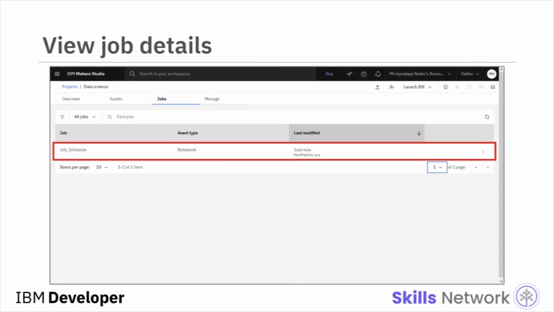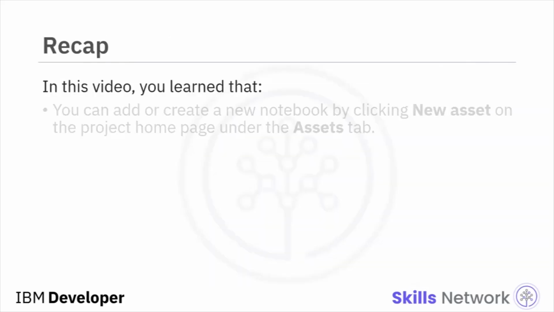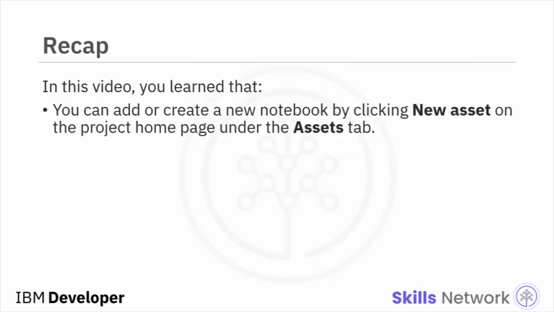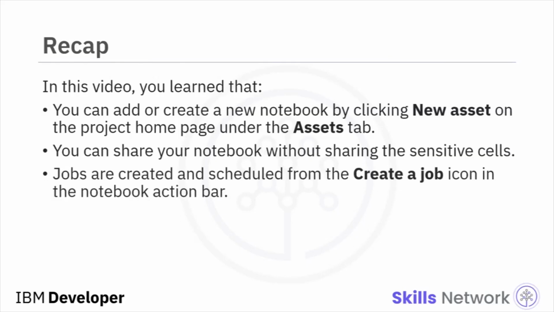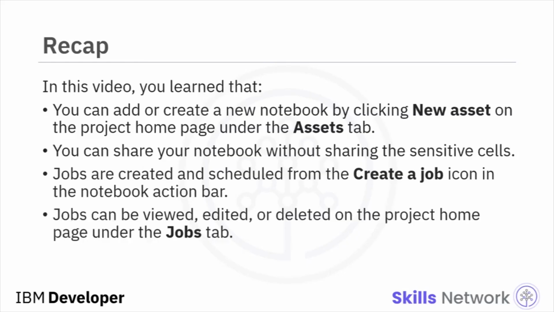In this video, you learned that you can add or create a new notebook by clicking New Asset on the project homepage under the Assets tab. You can share your notebook without sharing the sensitive cells. Jobs are created and scheduled from the Create a Job icon in the Notebook action bar. And jobs can be viewed, edited, or deleted on the project homepage under the Jobs tab.